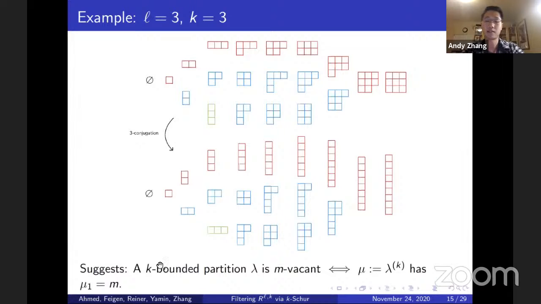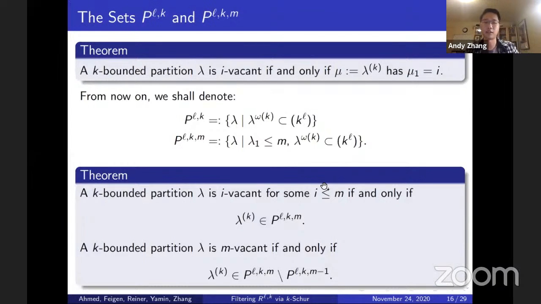So this suggests that a k-bounded partition lambda is m-vacant if and only if its k-conjugation has its first part equal to m. And is this a general phenomenon, or is it a coincidence? It turns out that this is actually true in general. If we begin with a k-bounded partition lambda that is i-vacant, then its k-conjugation has the first part exactly i, and vice versa.